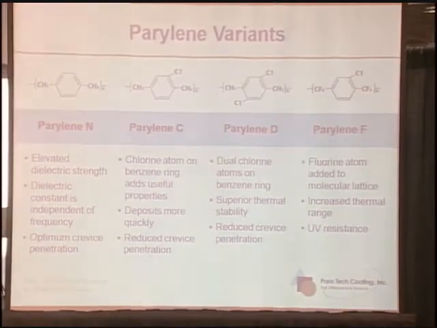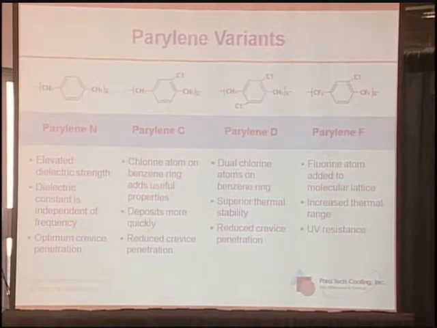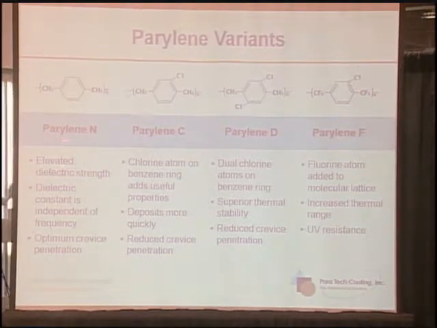Here are the different variants of that material. It's in a powder form, but you can see the N, which is a non-chlorinated version. You've got the chlorinated version with the benzene ring, you've got dual chlorination of the atoms of the benzene ring, and you've got a fluorinated version. So they're basically the four variants of the Parylene.